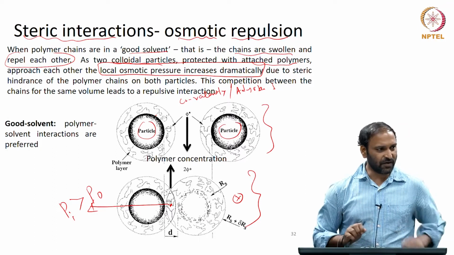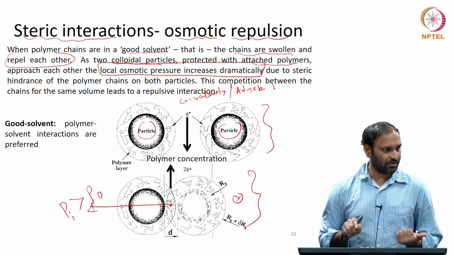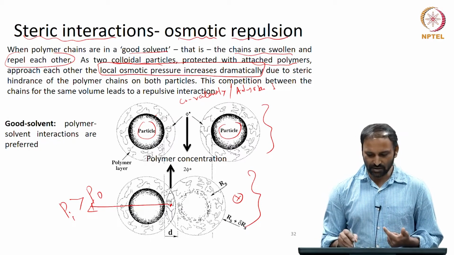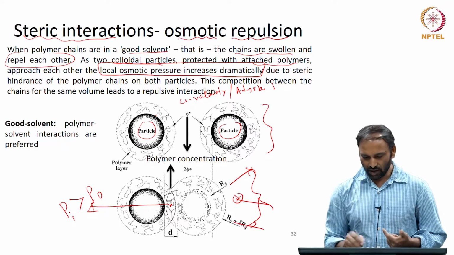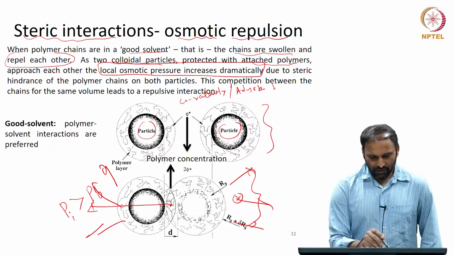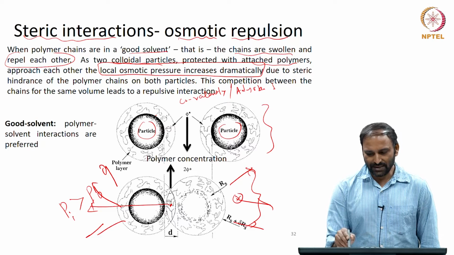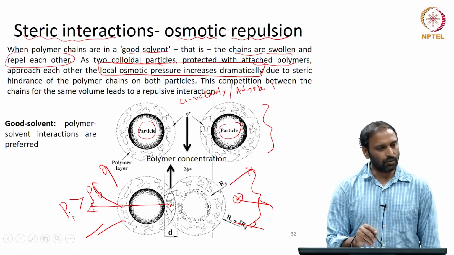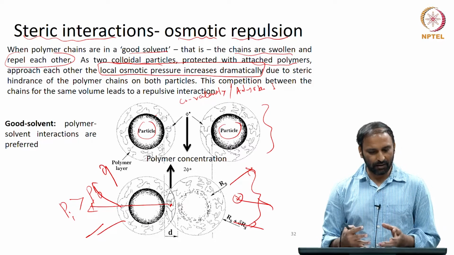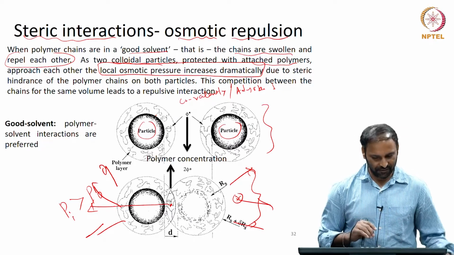So, because of which now there is going to be a force in the opposite direction to what we saw for the depletion attraction case. That means the particles are going to be pushed away, right. So, when they approach each other, the local osmotic pressure increases dramatically, due to the fact that there is a competition between the polymer chains to occupy that volume, and this competition leads to a repulsive interaction.